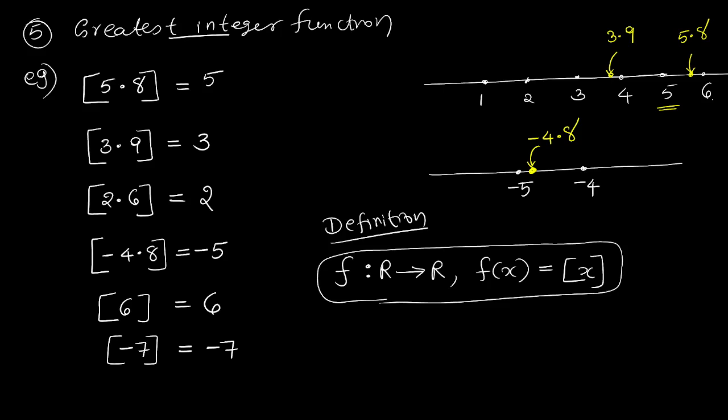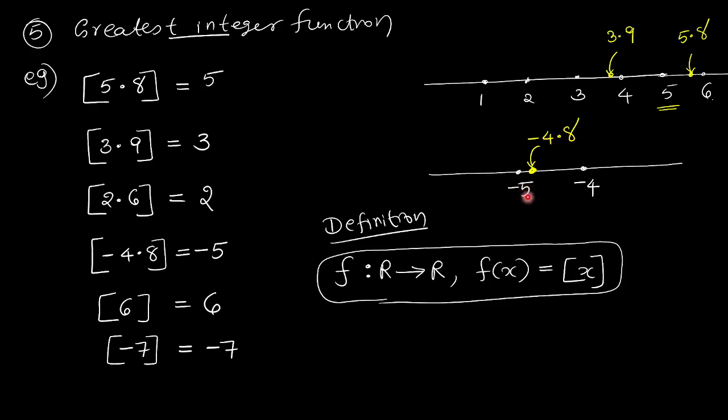One doubt, sir. Tell me. How is minus 4.8 equal to minus 5, sir? So we write the immediate left. I explain again and again. The integer which lies on the immediate left side of minus 4.8 is minus 5.